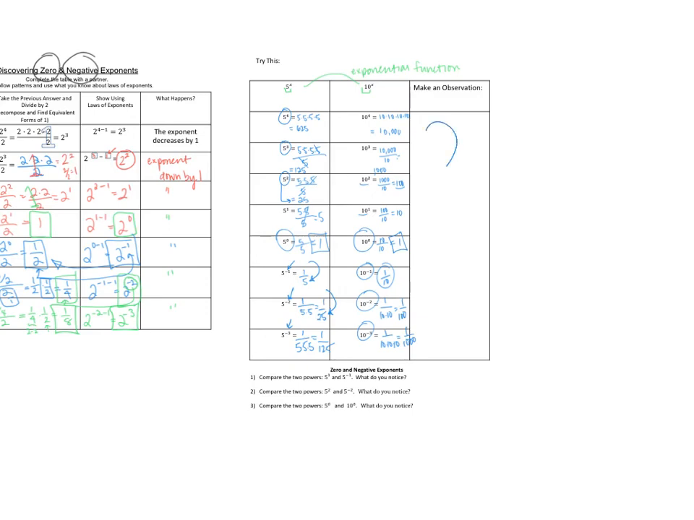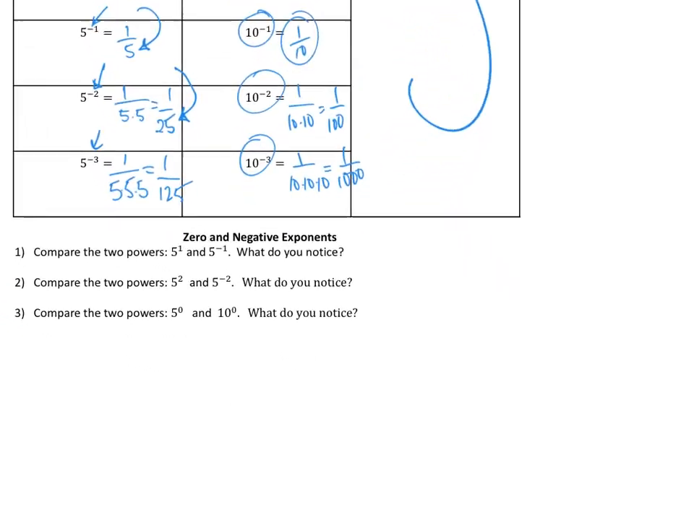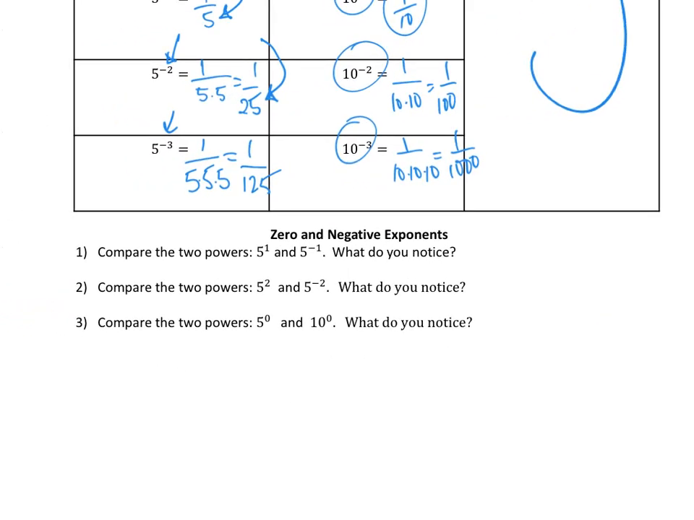So I'm hoping that you made some sort of observation over here, and I've also made a few statements, but let's take a look at these 3 little questions. It says compare the 2 powers. So we have 5 to the 1 and 5 to the negative 1. Both have a 1 as a power, but when you have the negative, we can see that 5 to the 1 gets us the 5, but 5 to the negative 1 got us 1 over the 5.